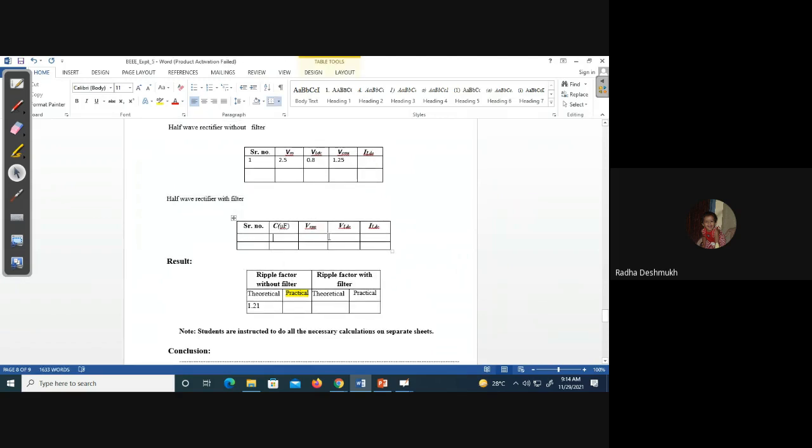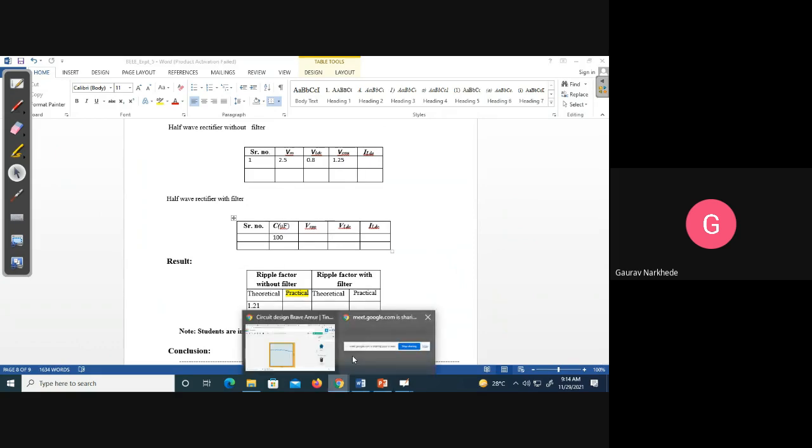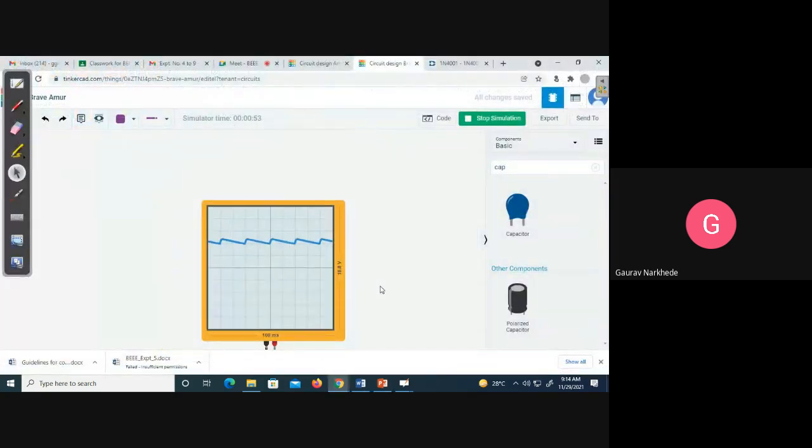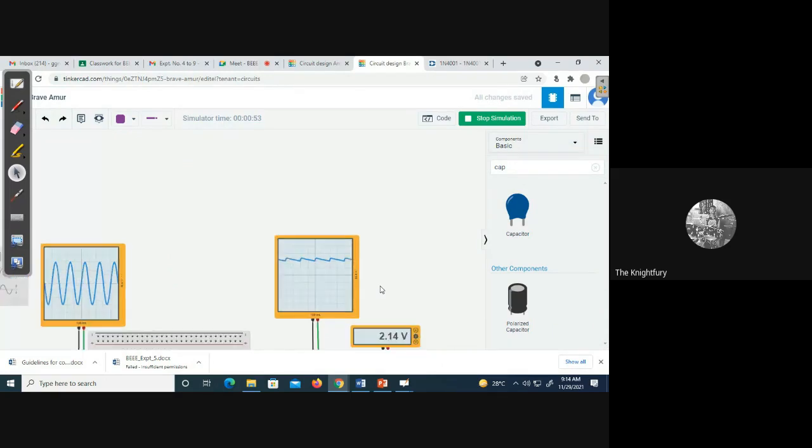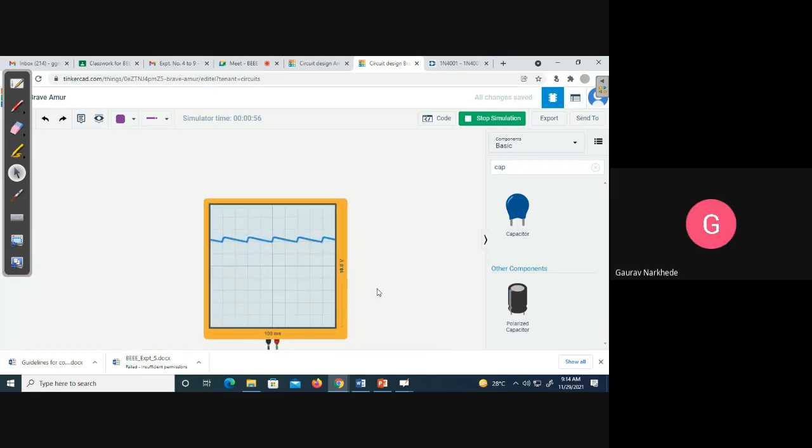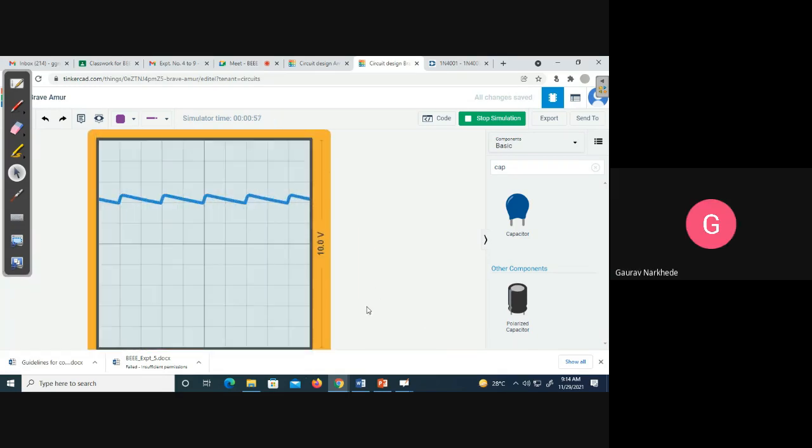Now let us see. Here, what is the value of the capacitor? 100 microfarad. You can do it for some other value also, right? You can do it for 2.2 or 4.5 microfarad also. Okay. Now VRPP, VLDC. What is VLDC, by the way? Sir, that multimeter, 2.17 volts. Yes, sir. Appropriate. Okay. Good.